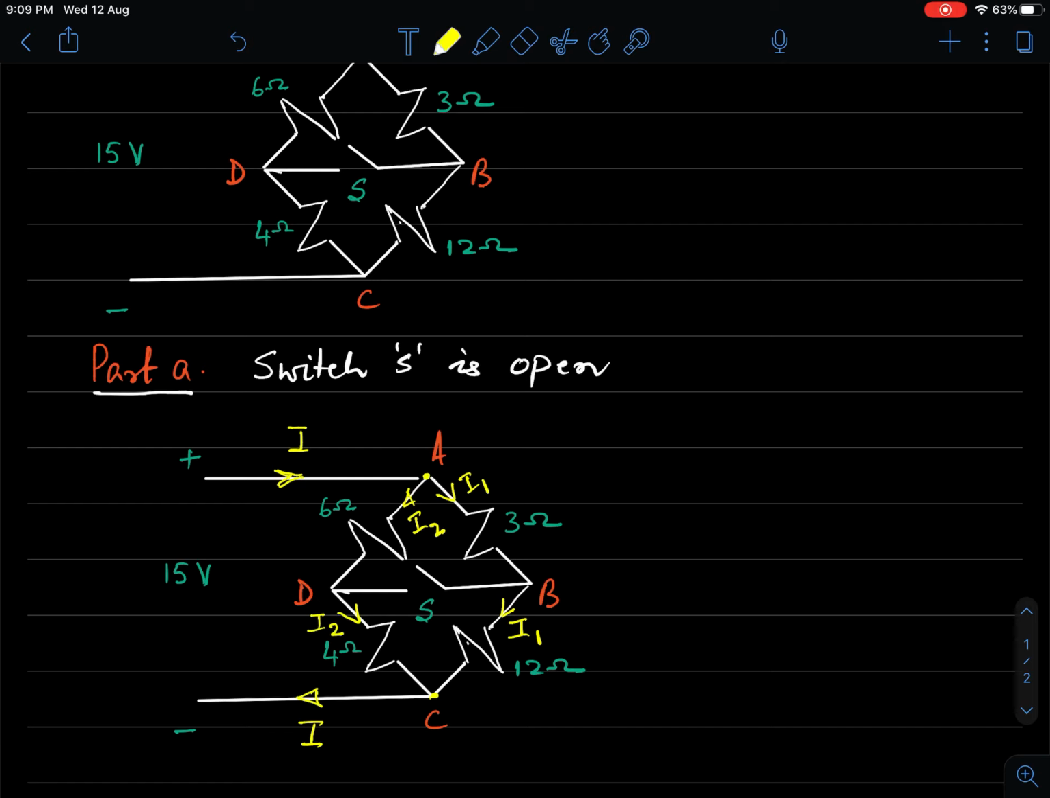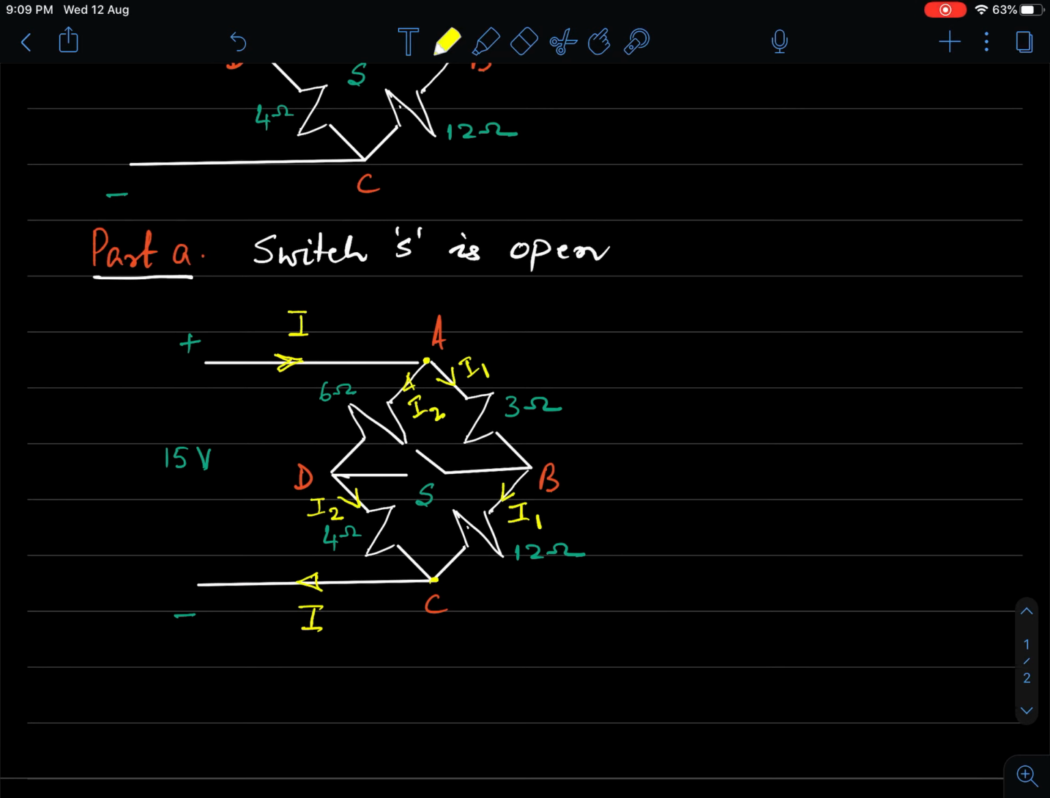If this is understood, then the problem becomes easy. Now, when I1 amperes flows through 3 ohms, the same current is flowing through 12 ohms. So obviously, this network can be seen as a series combination of 3 and 12. This 3 and this 12 are in series, because they are carrying the same current of I1 amperes.